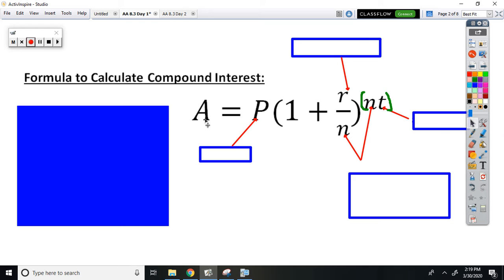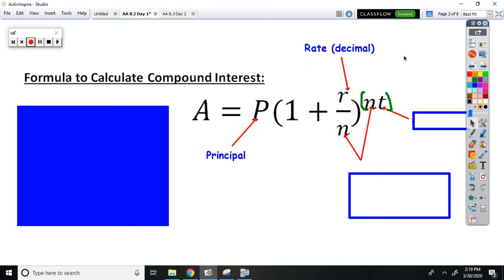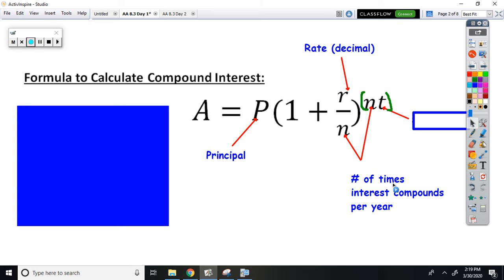But A, of course, is our future value, as we've been looking at. P stands for our principal. R is still our rate as a decimal. But the new variable you're going to be seeing is this n variable. This is the number of times the interest compounds per year. And then t is still the number of years that we are investing our money.